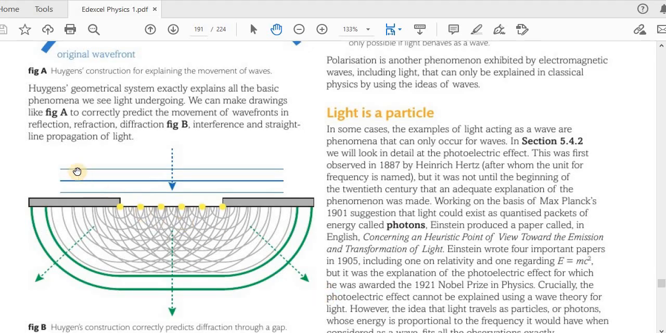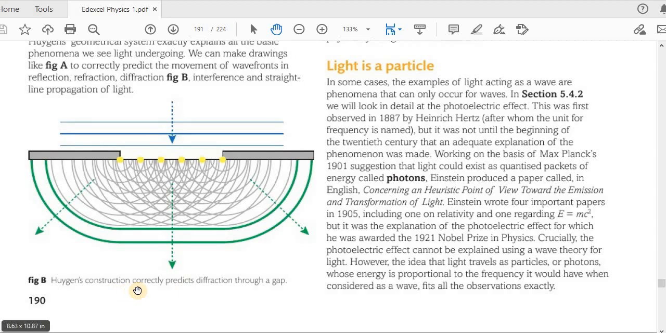So these blue lines you see here are plane wavefronts, or they are parallel to each other. And these you can consider to be circular wavefronts. So always the ray is perpendicular to the wavefronts. In other words, it's at 90 degrees. Normal, 90 degrees, perpendicular, all mean the same thing. Huygens construction correctly predicts diffraction through a gap. So you can use this to predict the diffraction.